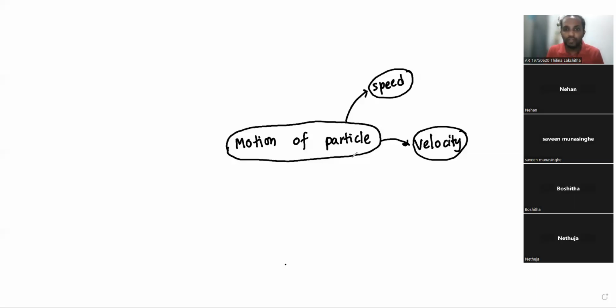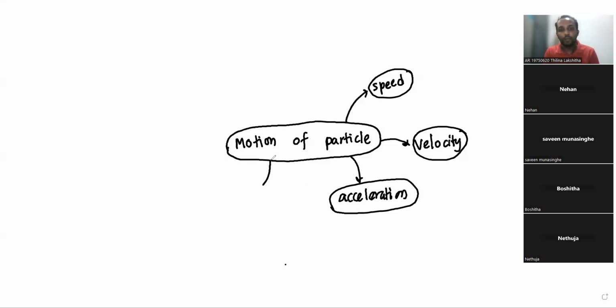And what is an acceleration? Also, what is the displacement or distance? Displacement is, right?